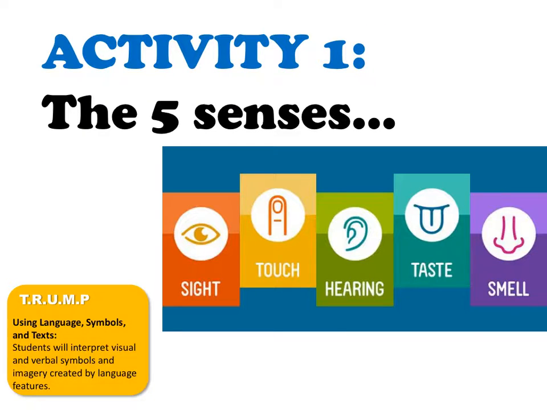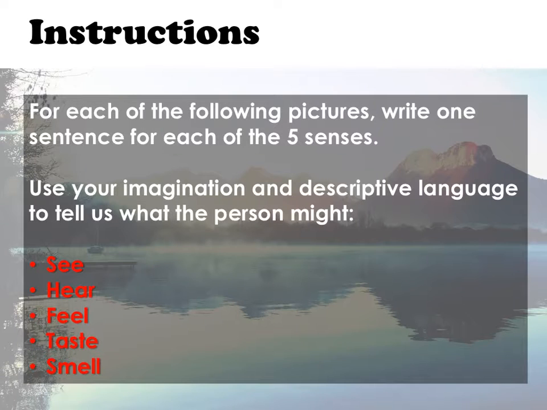Your first activity, activity 1, is this 5 senses activity. You're going to be given a bunch of photos, pictures, and for each one you need to write a sentence that describes what the person in the picture or what you might see, what you might hear, feel, taste, and smell.